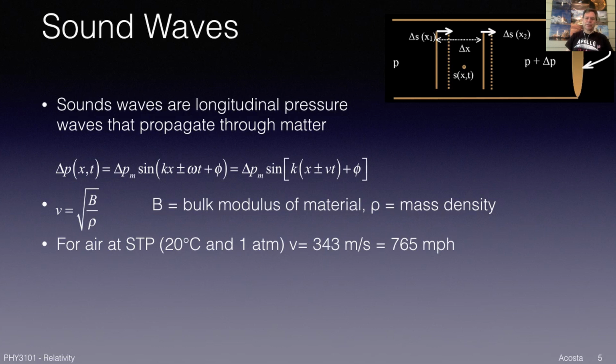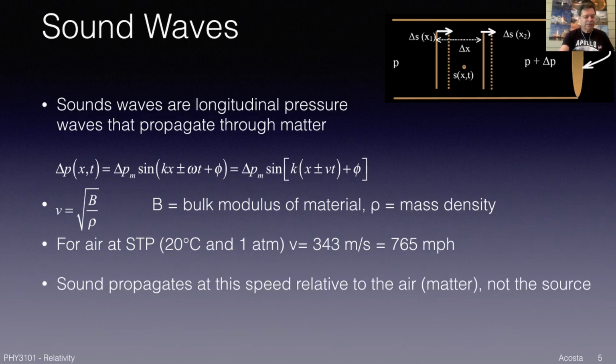For air, at standard temperature and pressure, which means 20 degrees Celsius and 1 atmosphere of pressure, or about 10 to the 5th pascals, this velocity comes out to be 343 meters per second, or in English units, 765 miles per hour. So pretty fast, right?